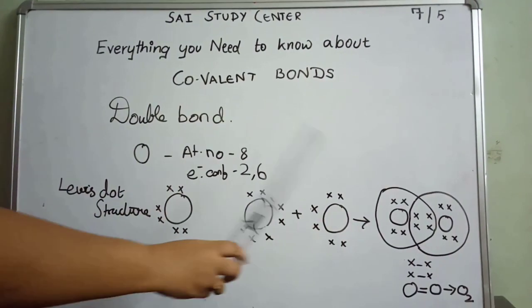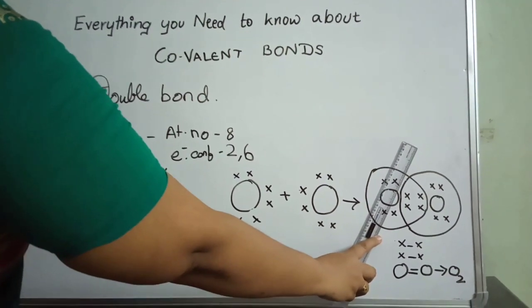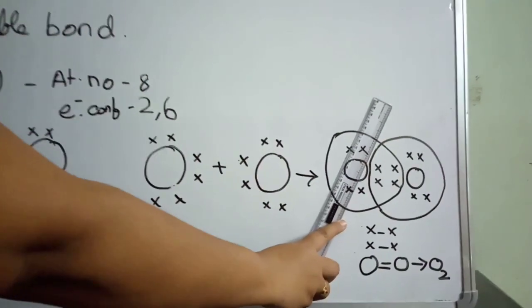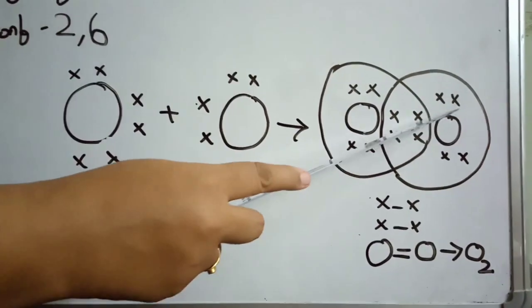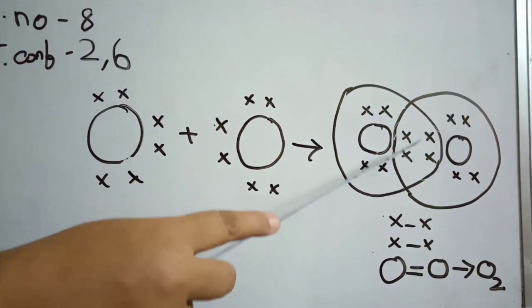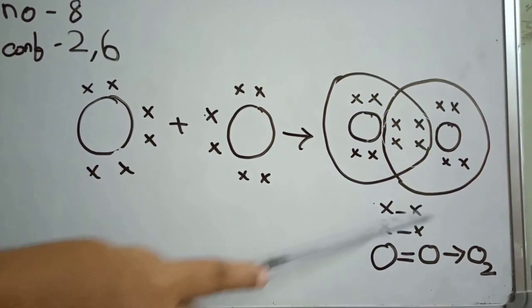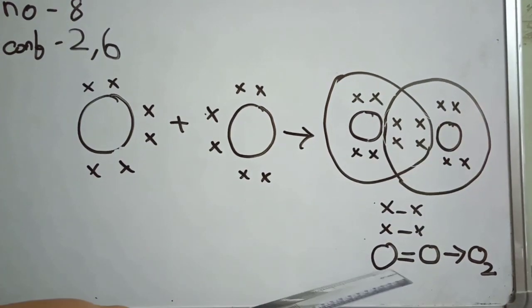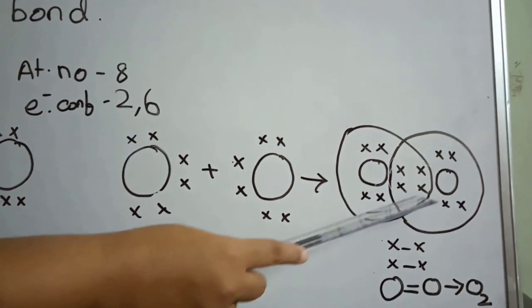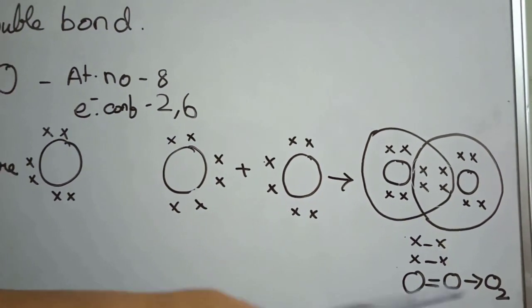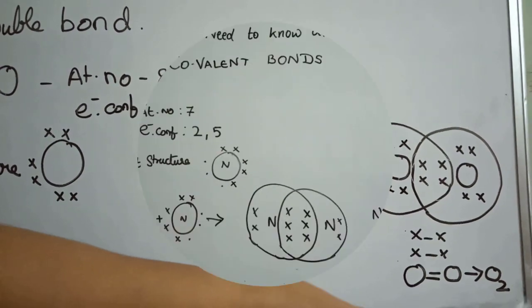For example, if you see this atom on the right hand side, it will have 2, 4, 6, 8 electrons. Now this one also has 2, 4, 6, 8 electrons. So 2 pairs of electrons are shared by the oxygen atoms: one single bond, another single bond. So we represent this as O double bond O. Sharing of 2 pairs of electrons creates a double bond here. So we write this as O2.